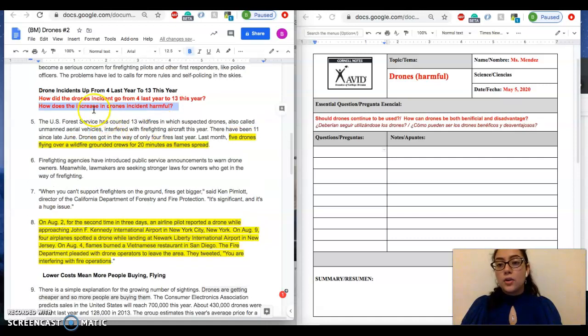Okay. So after reading paragraphs 5, 6, 7, and 8, I was able to highlight 2, one small one and one really big one, 2 important details that I wanted to remember for later for my summary and my notes. So one of them is 5 drones flying over wildfire grounded crews for 20 minutes as flames spread.